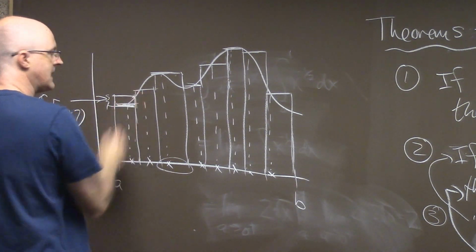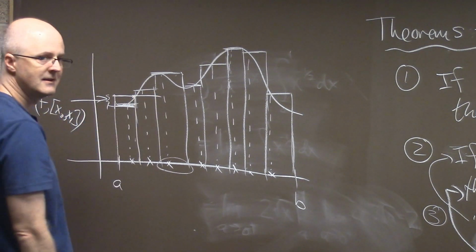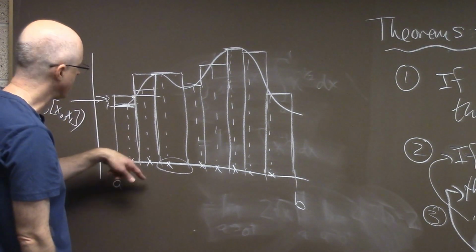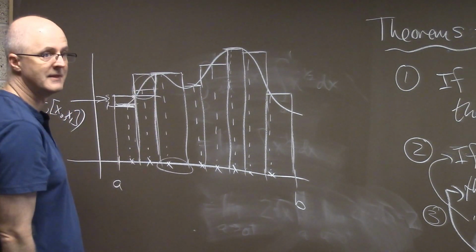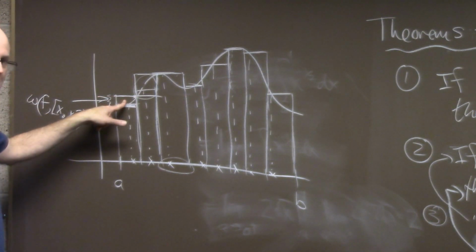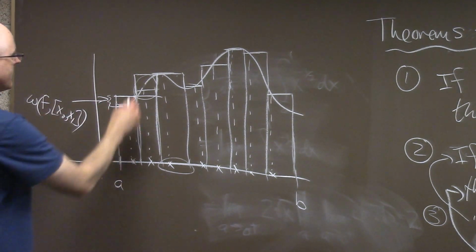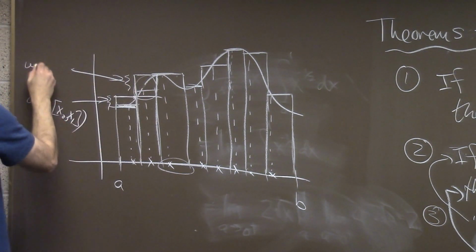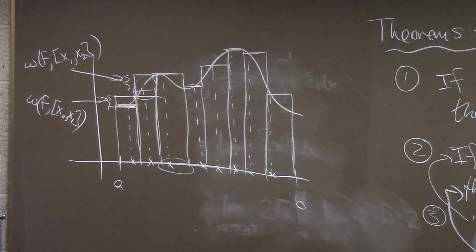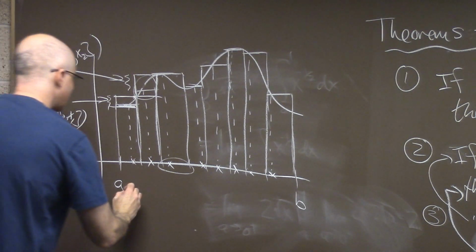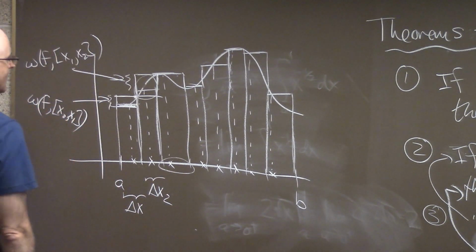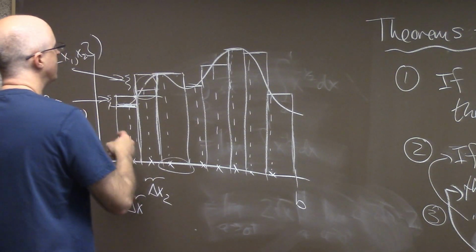The lowest value is at the left endpoint, draw a rectangle with that height. The highest value is at the right endpoint, draw a rectangle with that height, going all the way down to the axis. The difference between the areas of these rectangles is given by the area of that rectangle. Same with this one. The height of this one is the oscillation of f over that second subinterval. And the base, delta x1, delta x2, that would continue. We could continue this process.